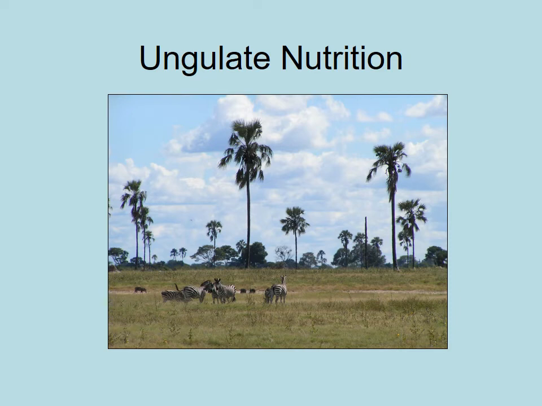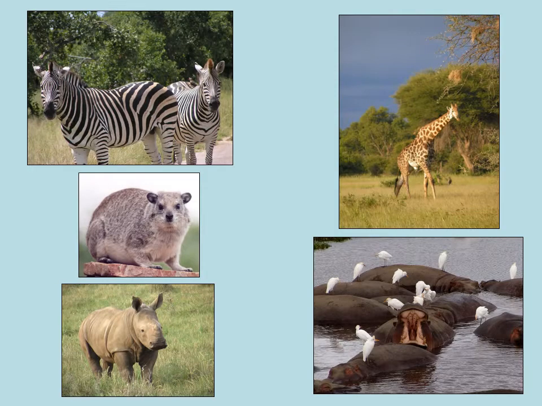In this lecture, we're going to be talking about ungulate nutrition. When we're talking about ungulates, these are the animals that we are talking about in this particular section. They include things like zebra, rock hyraxes, rhino, hippo, giraffe. But as you can see, they're very purposefully split down the middle here, where you have giraffe and hippo on the right-hand side, and zebra, dassies, and rhino on the other.